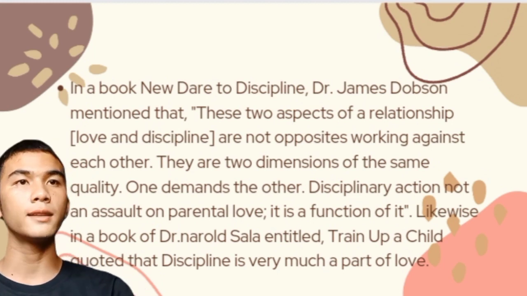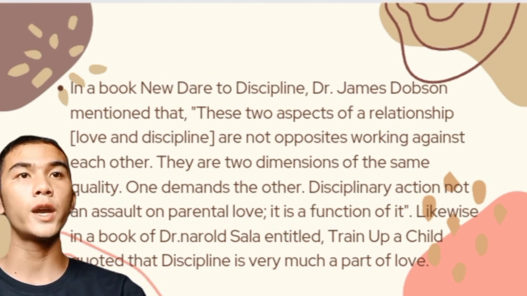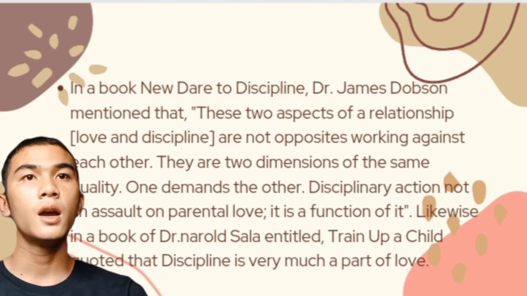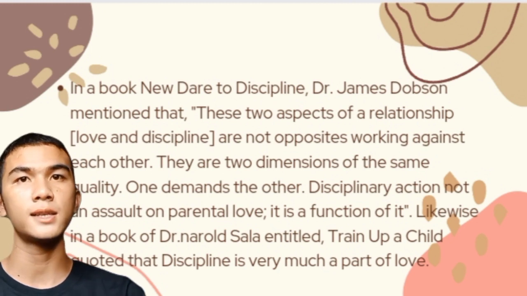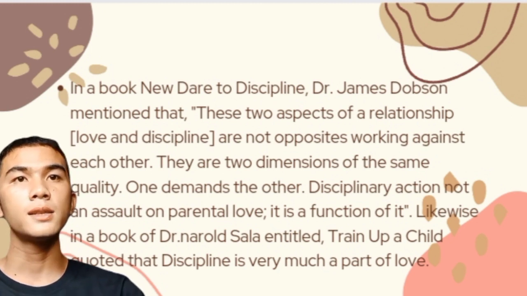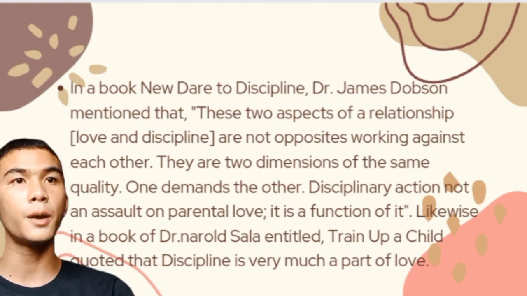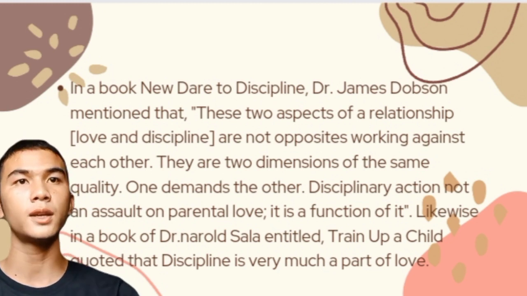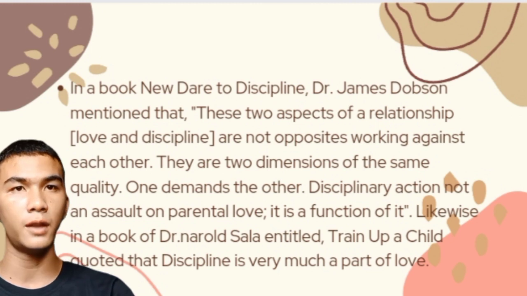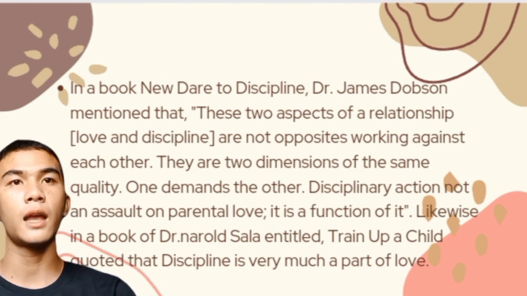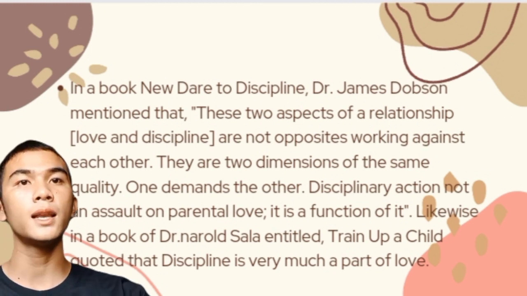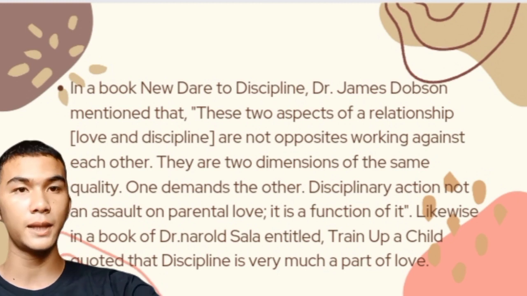James Dobson mentioned that these two aspects of relationship, which are love and discipline, are not opposites working against each other. They are two dimensions of the same quality. One demands the other. Disciplinary action is not an assault on parental love. It is a function of it. Likewise, in a book of Dr. Harold Sala entitled Train Up a Child, he quoted that discipline is very much a part of love. While you can discipline someone without loving them, which is really just punishment, it is questionable that you can really love him without disciplining him.